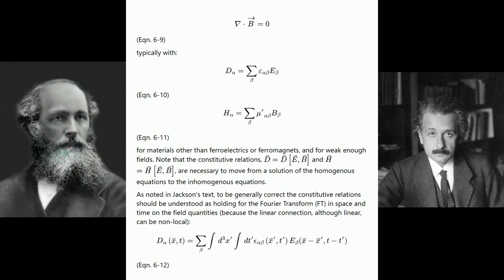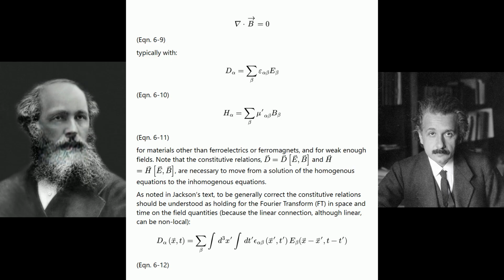Equation 6-11. For materials other than ferroelectrics or ferromagnets, and for weak enough fields. Note that the constitutive relations D equals D of open bracket E, B close bracket and H equals H of open bracket E, B close bracket are necessary to move from a solution of the homogeneous equations to the inhomogeneous equations. As noted in Jackson's text, to be generally correct, the constitutive relations should be understood as holding for the Fourier transform (FT) in space and time on the field quantities, because the linear connection, although linear, can be non-local. Equation 6-12, where epsilon sub alpha beta of x prime, t prime can be localized around x prime equals 0 and t prime equals 0, but is non-vanishing for some neighborhood around the origin.